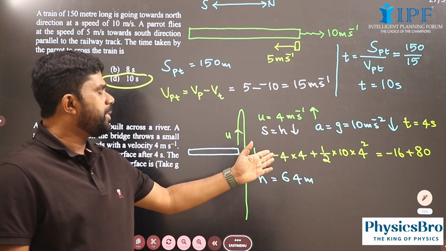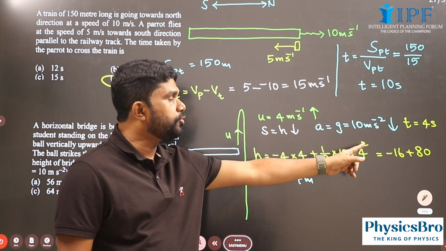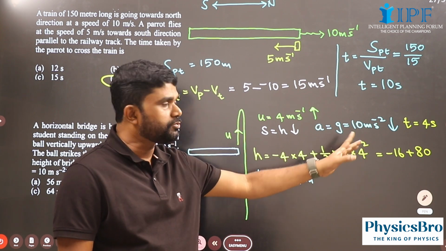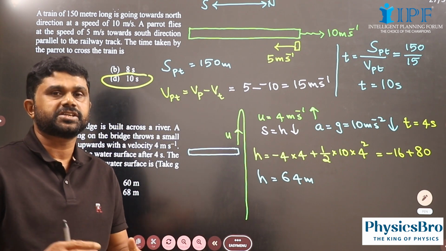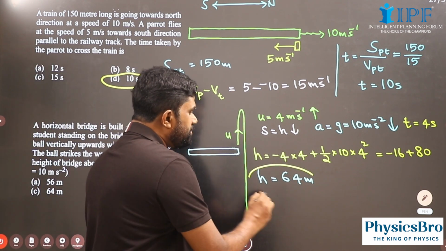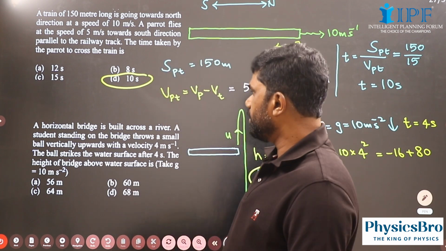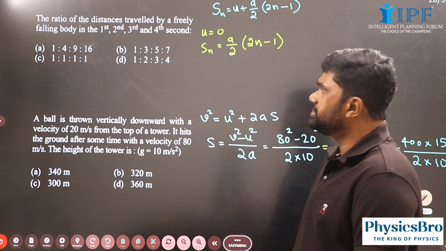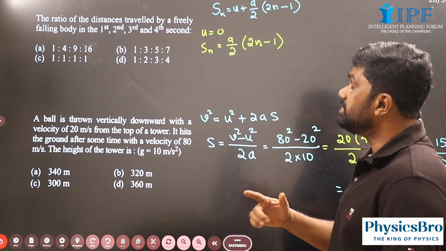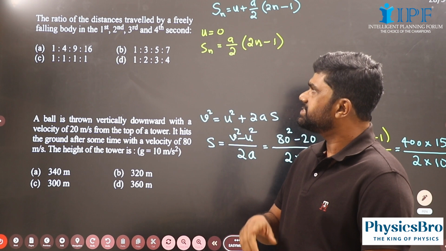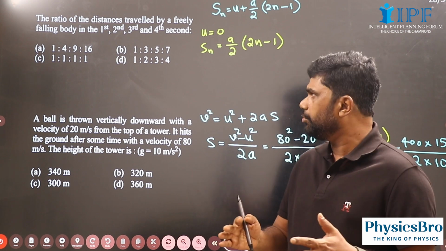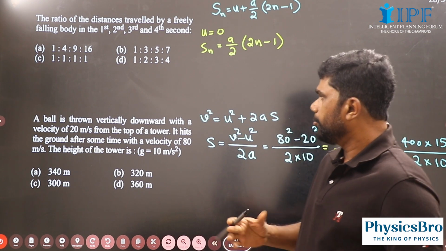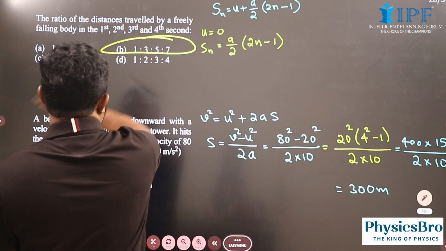So here minus 4 into 4, that is minus 16, and 4 square is 16, divided by 2 is 8, into 10 will be 80. So minus 16 plus 80, that will be 64 meter. So we will get the beautiful answer 64 meter. Okay, next question. The ratio of the distances travelled by a freely falling body in the first, second, third and fourth seconds are in the ratio 1:3:5:7. It's called Galileo's law of odd numbers. So anyway this will be the correct answer.